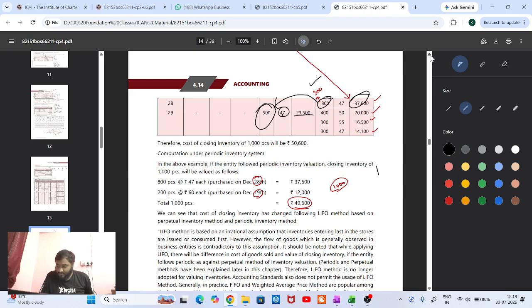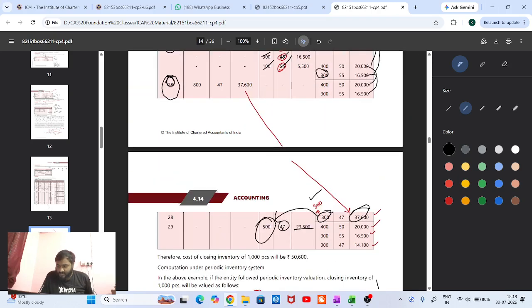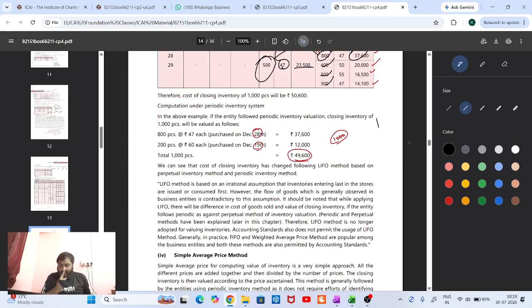Now, this comes again, out of 800, 300 comes again. 400, 300, 300. Okay. I have taken enough time for you to build these concepts. This is basically the value of closing inventory: 20,000, 36,500, 41,500, 46,500, 49,600. Right?